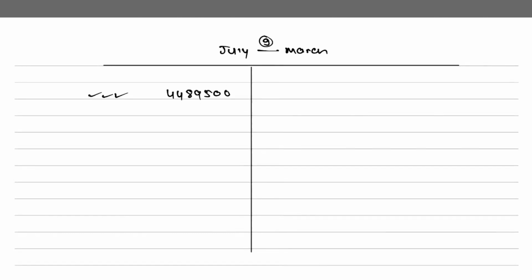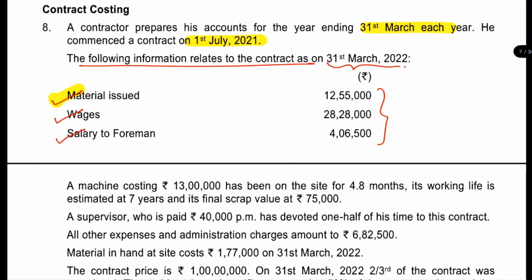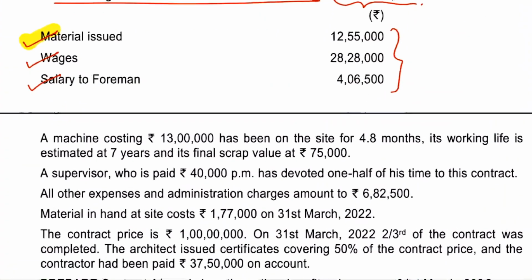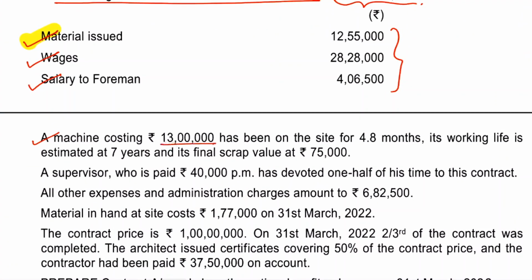In exam, don't write like this. You have to write one below another. To material, to whatever it is. To material, to wages, to salary, to foreman. Done. Achha. Machine costing 13 lakh has been on site for how many months?